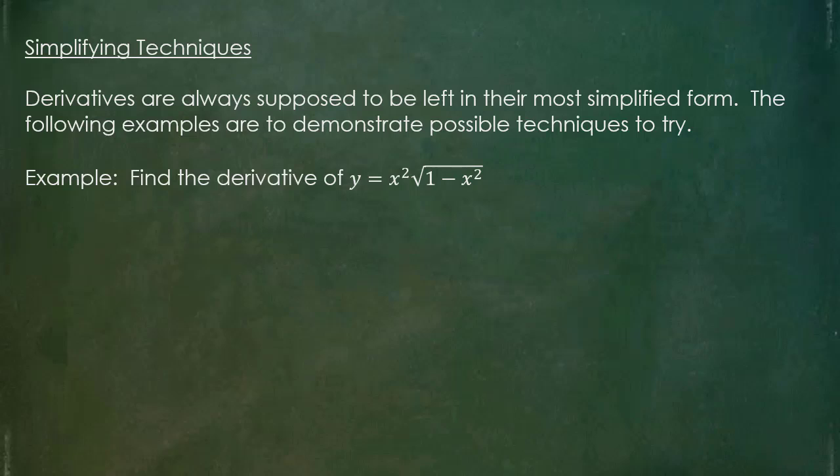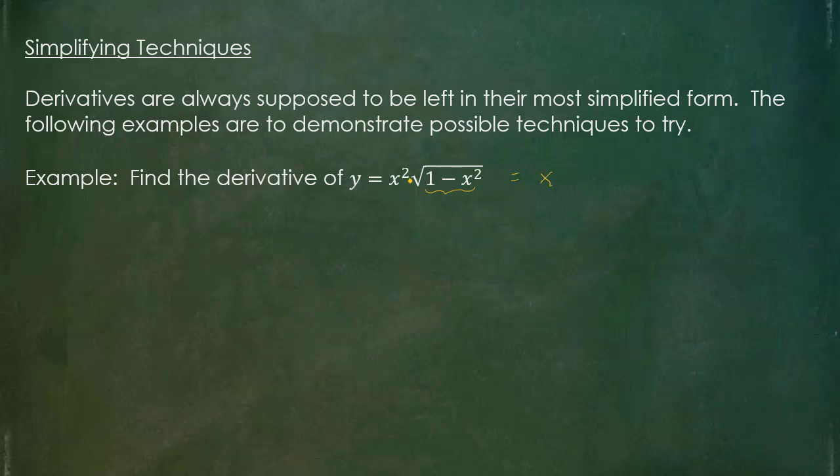So with this one, notice my function really is a product rule because I have x squared that's multiplying with this square root function. But then you also notice with the square root function that I actually have a function inside of that square root function. So that part's going to actually involve a chain rule.